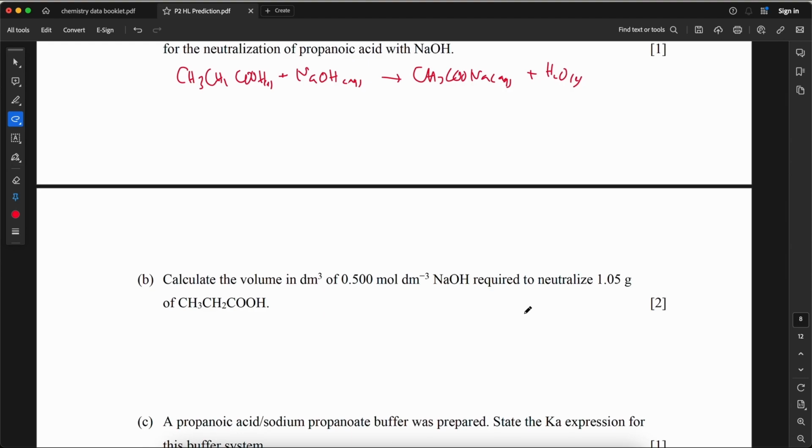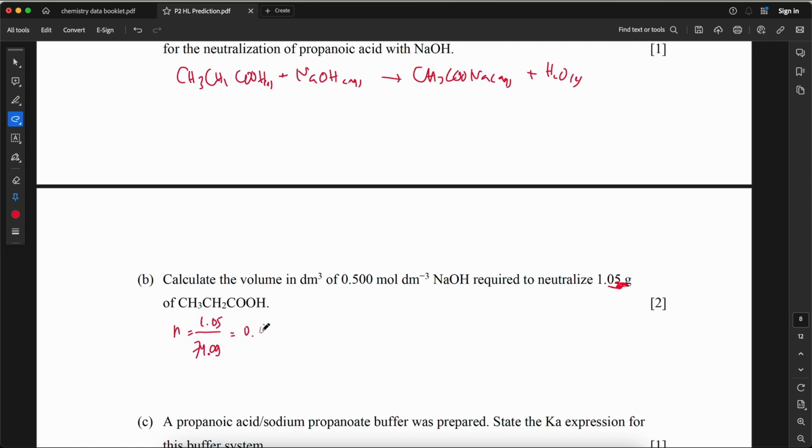Calculate the volume in dm3 of 0.5 mol dm-3 NaOH required to neutralize 1.05 gram of propanoic acid. So CH3CH2COOH. Okay, we can just refer to the reaction above. So now we can calculate the mole of propanoic acid, which is 1.05 divided by the molecular mass of propanoic acid, which is 74.09.